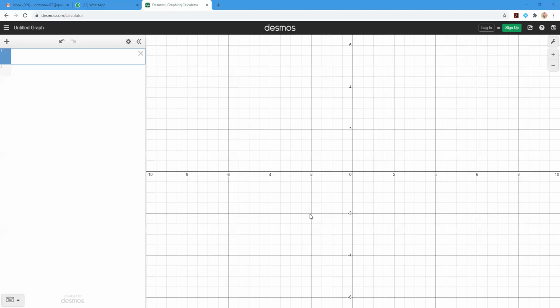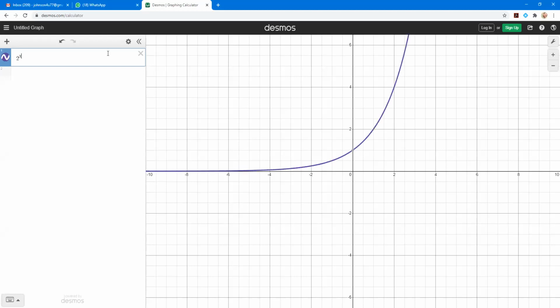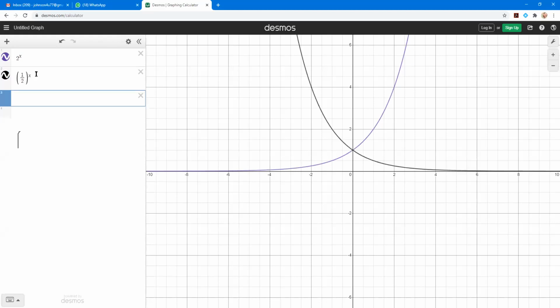See the graph, I will show you the graphs. I hope you can see the graph paper. I'm going to draw 2 to the power x. Look at the graph, 2 to the power x. It is increasing. Now we have 1 by 2 to the power x. You can see the black one, 1 by 2 to the power x.